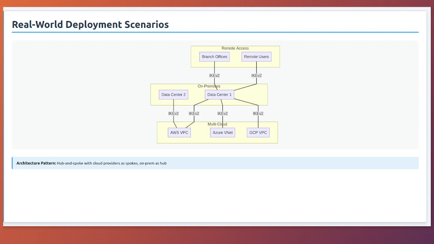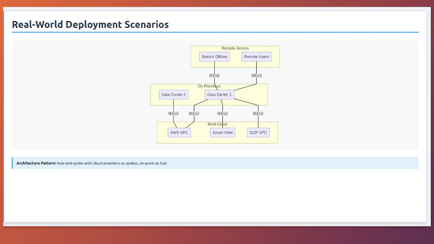IKEv2's certificate-based authentication scales beautifully here. We use a private CA to issue certificates for each endpoint, enabling automated certificate rotation. BGP runs over the IKEv2 tunnels for dynamic routing, adapting to topology changes automatically. The key is standardizing your IKEv2 parameters across all platforms to ensure interoperability.